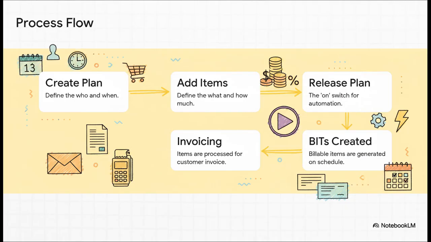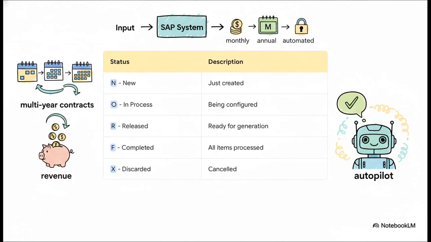The whole process flows in a really logical way. You create the plan, you add your items, all the different fees and charges, then, and this is the most important part, you release the plan. Releasing it is basically like hitting the go button. From that point on, the system is on autopilot. It starts generating these things called billable items on all the scheduled dates. These are just the individual charges that later get rolled up into a neat, professional invoice for your customer. And to keep track of everything, the plan has a simple status.